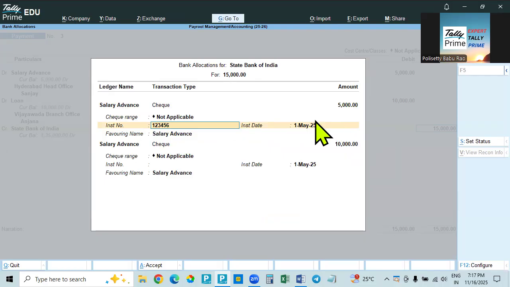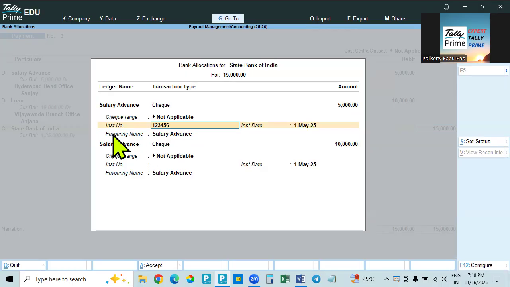So salary advance we give. In the entry, the name is shown. Here also, the first person, the first one, is Sanjay. So to Sanjay, we give the check for 5,000 rupees. And how it is shown is salary advance, and the check number is shown, to whom it is given.